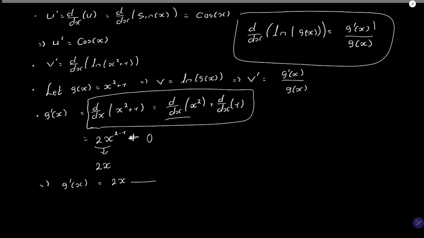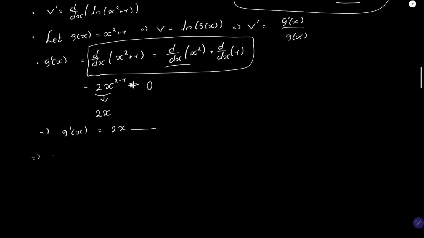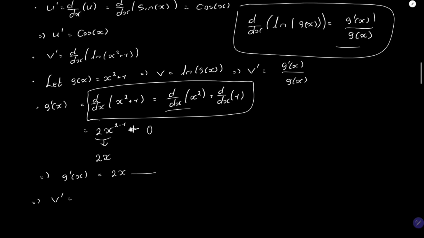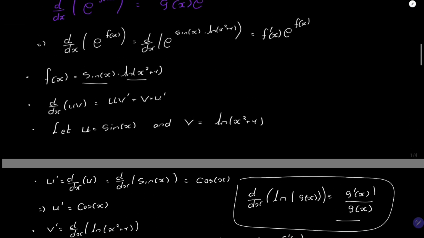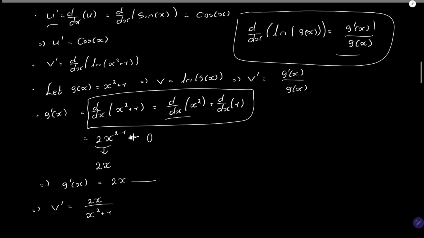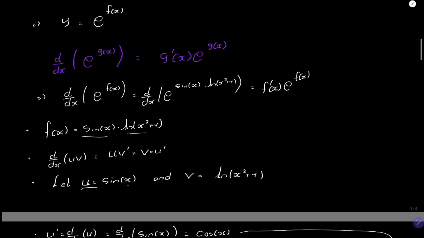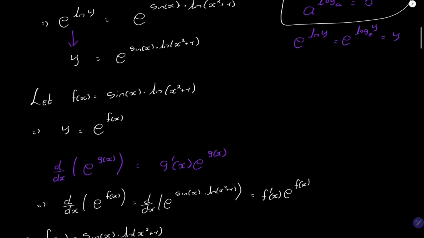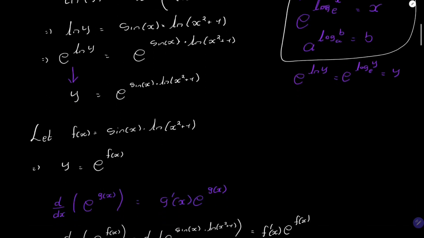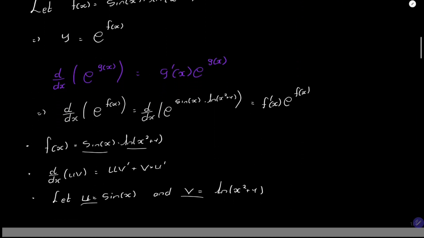Now, substituting this back in order to calculate our v prime, we obtain v prime equal to g prime of x, 2x, over g of x, x squared plus 1. So now we have our u prime, we have our v prime, we have our u, we have our v. We can then substitute each of these terms into the function u v prime plus v u prime this time. So let's start.